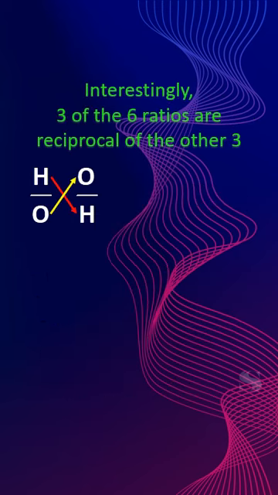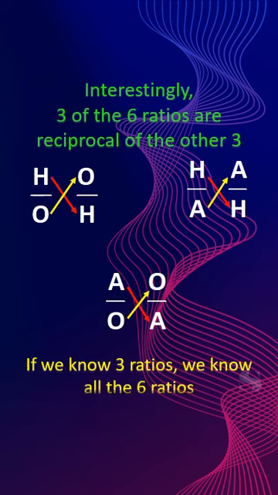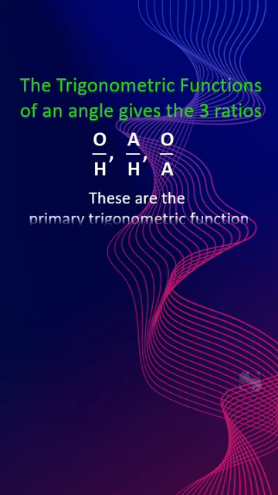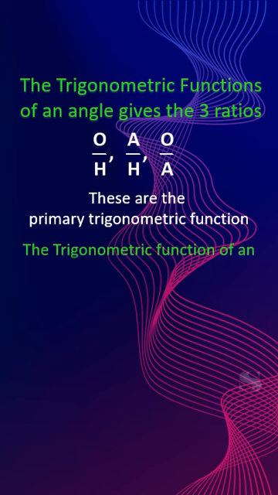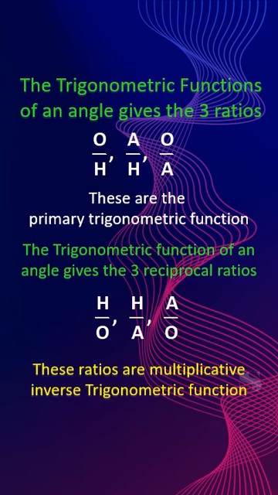H by O is the reciprocal of O by H. Similarly, H by A is the reciprocal of A by H, and A by O is the reciprocal of O by A. The trigonometric functions of an angle that give the 3 ratios, O by H, A by H, and O by A, are primary trigonometric functions. The trigonometric functions of an angle that give the 3 reciprocal ratios, H by O, H by A, and A by O, are multiplicative inverse trigonometric functions.